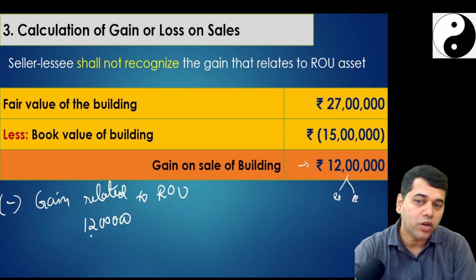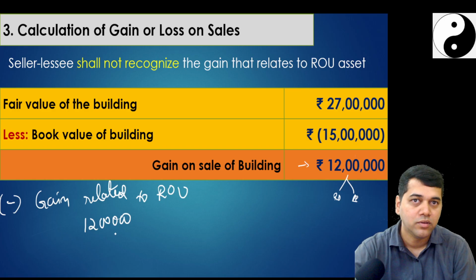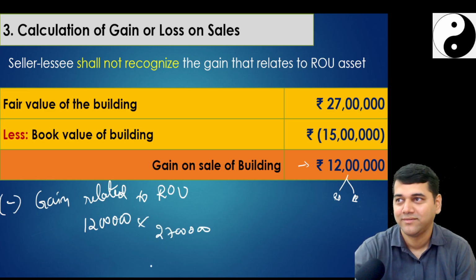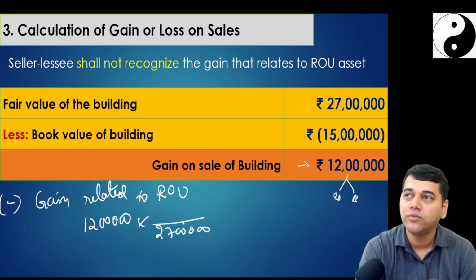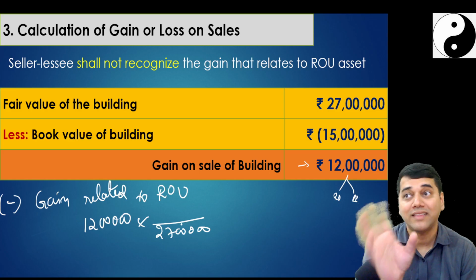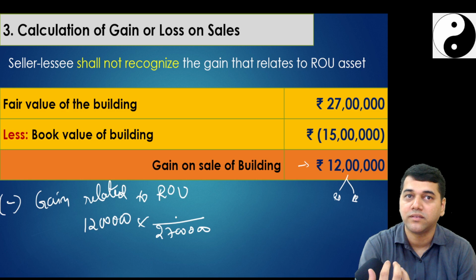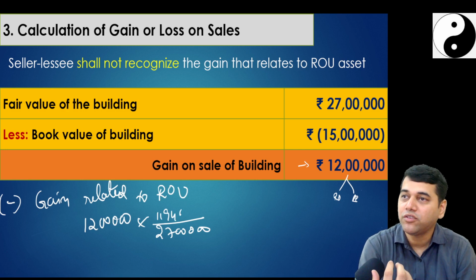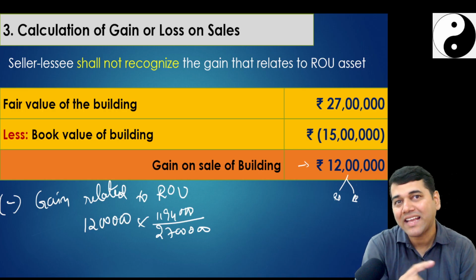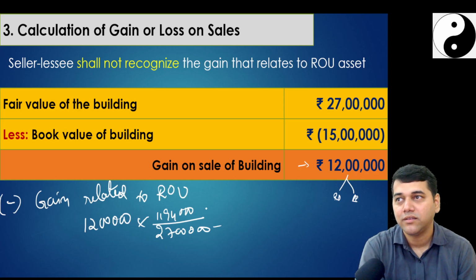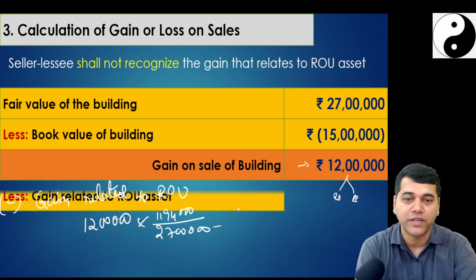See, you got 12 lakh. How? By selling this asset for 27 lakhs. What is ROU? 6 lakh 60 is what you are going to recognize. But how much is the present value of the lease payments? 11 lakh 94. Because 11 lakh 94 is excluding, see, 27 lakhs excludes the financing component. 11 lakh 94 excludes the financing component.